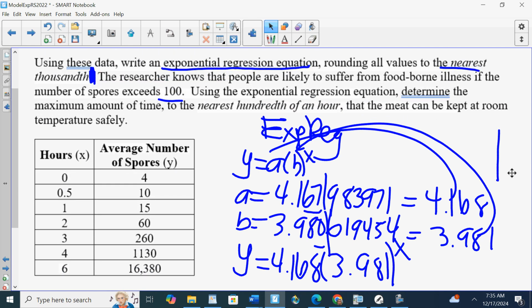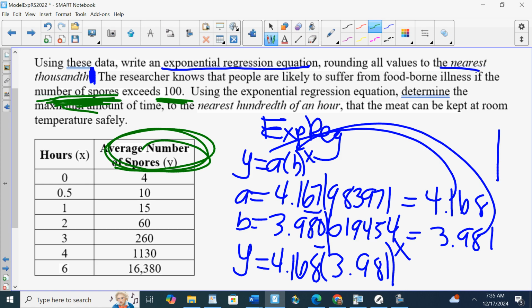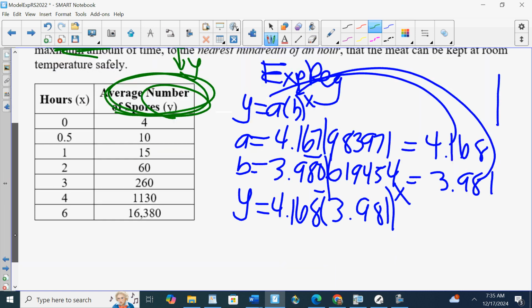Now, a follow-up question. The researcher knows that people are likely to suffer from foodborne illness if the number of spores exceeds 100. Number of spores, 100. Number of spores, is that the X or the Y? Number of spores is the Y. This is your Y value. So I'm going to substitute 100 in for y.